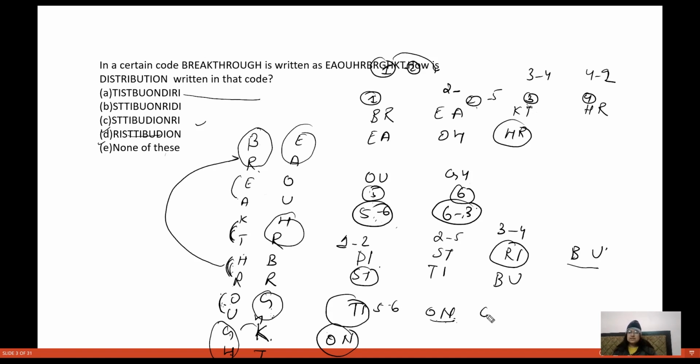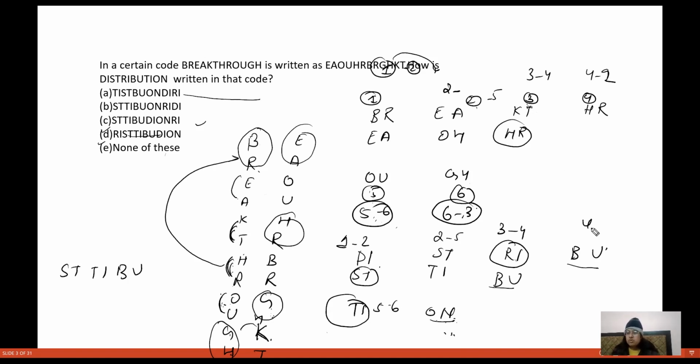Okay, this one I am going to replace with this third one. So this becomes BU. Okay, this becomes BU. So now my word is STTIBU. Sorry, this ON. Sorry, there is a little bit of mistake here. Okay, so this 3 to 4 I am replacing with BU.